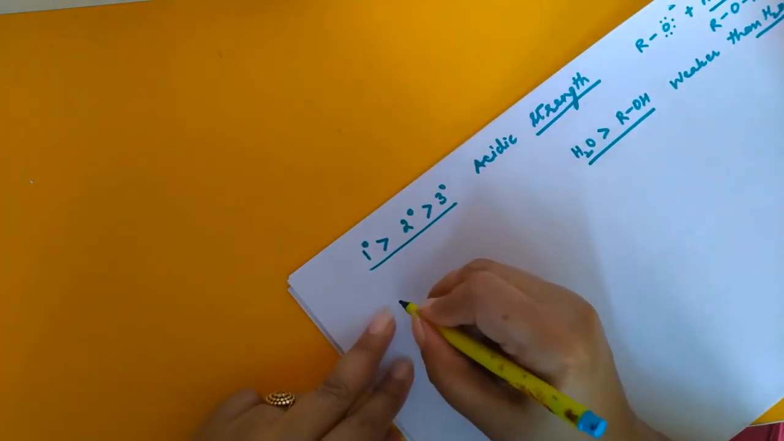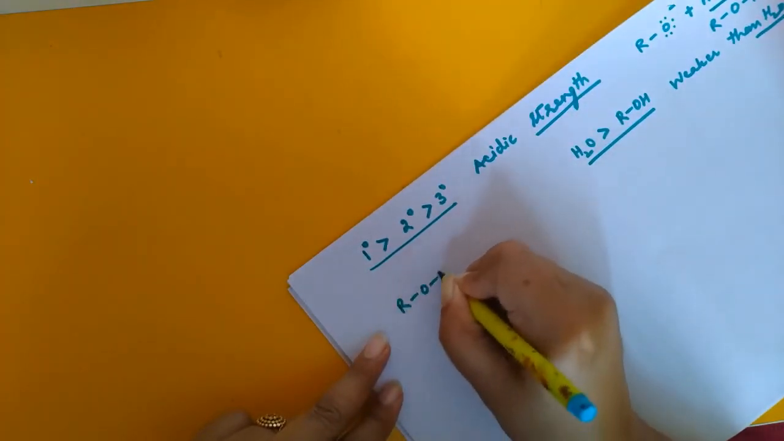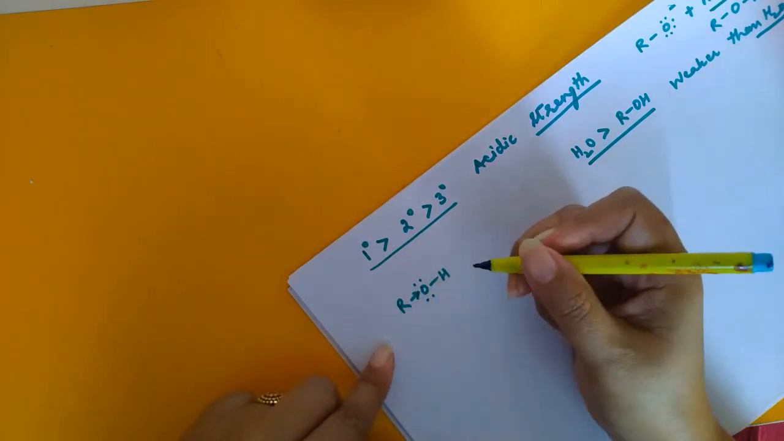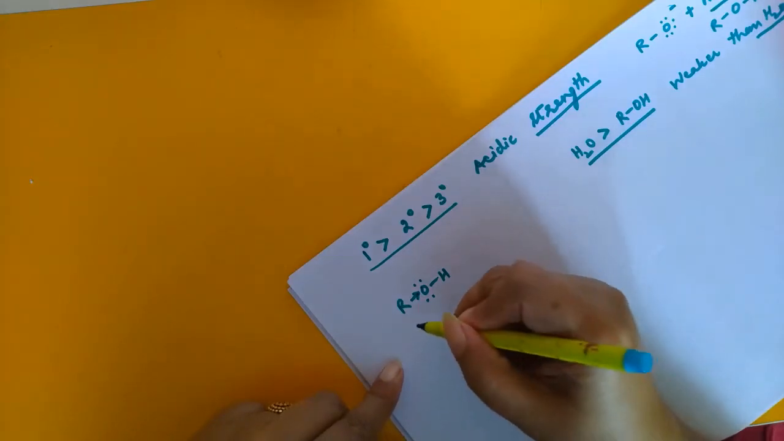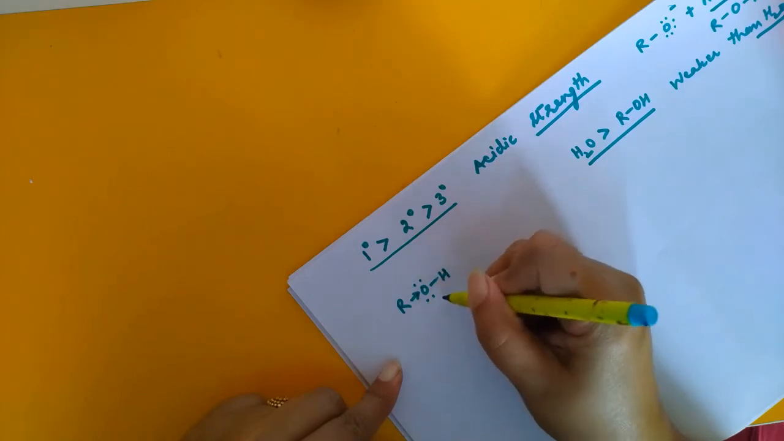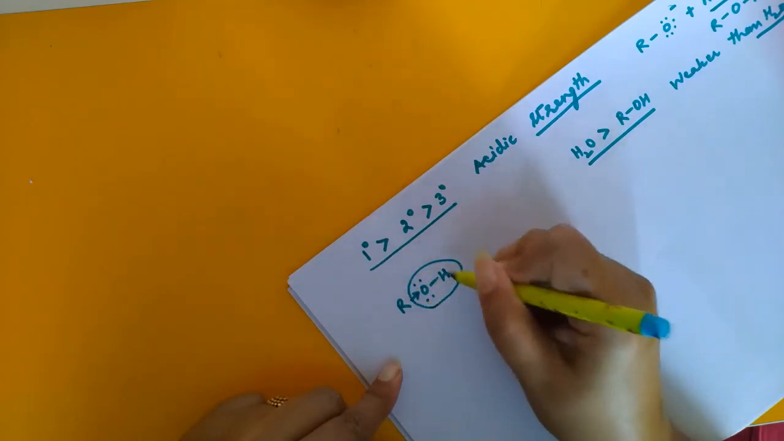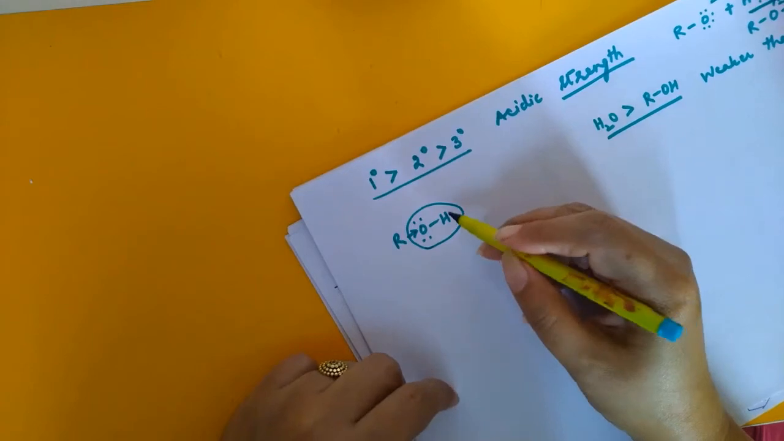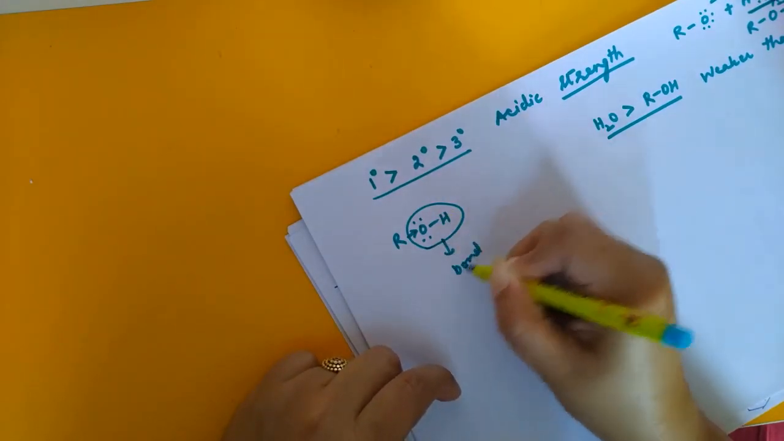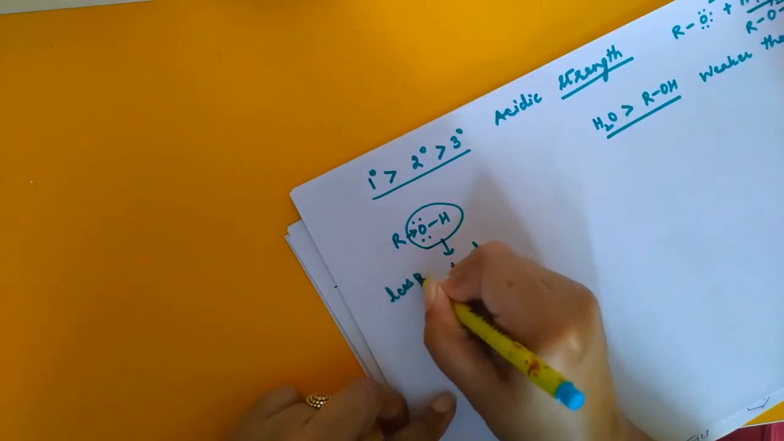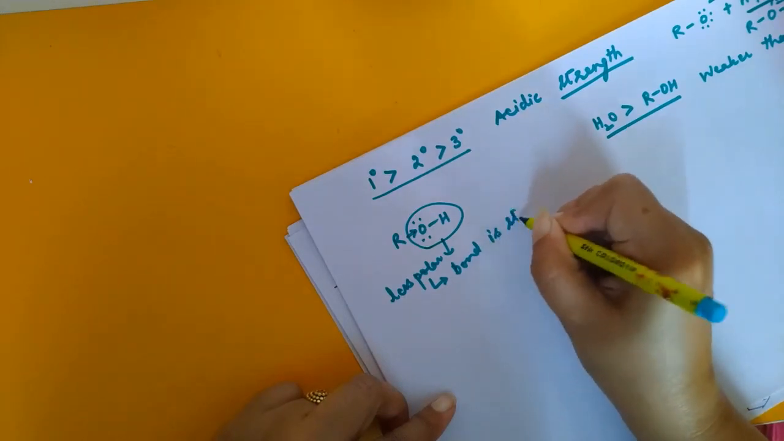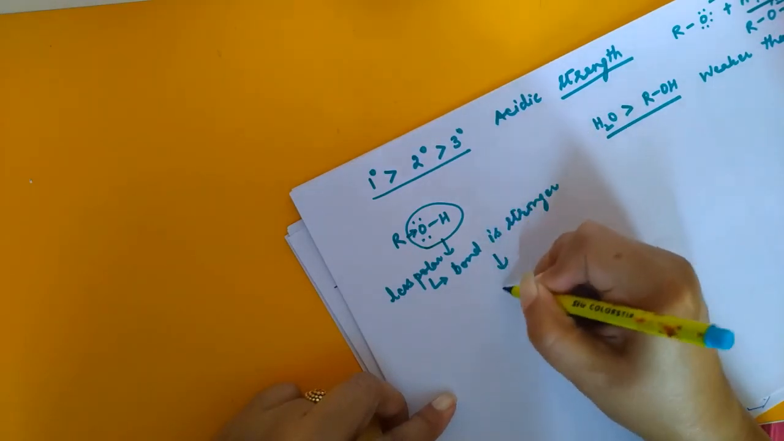Why is it so? How can we explain it? In alcohol, there is an alkyl group, whether it is primary, secondary or tertiary alcohol, at least one alkyl group will always be there. So it will increase the electron density on this oxygen, and that will decrease the polarity of the oxygen-hydrogen bond. The polarity of the oxygen-hydrogen bond is less, it means the bond is stronger. Less polar, so the bond is stronger. Stronger bond means it is a weaker acid.